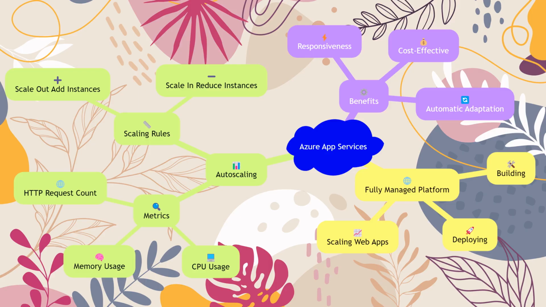Azure App Services provide a fully managed platform for building, deploying, and scaling web apps. Autoscaling in app services can be configured based on various metrics, such as CPU usage, memory usage, and HTTP request count. You can set rules to scale out (add more instances) or scale in (reduce instances) based on these metrics. This ensures that your web applications remain responsive and cost-effective, adapting to the changing load automatically.